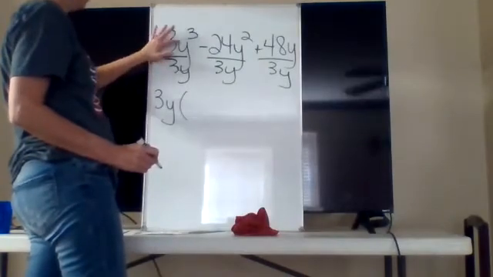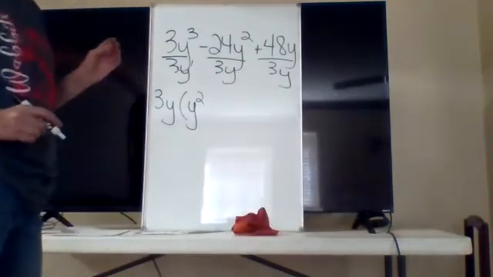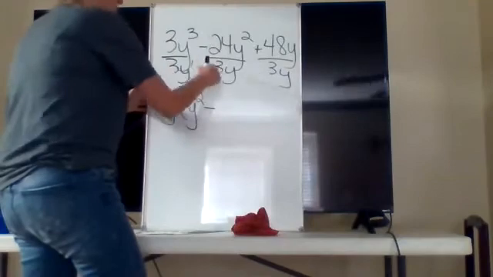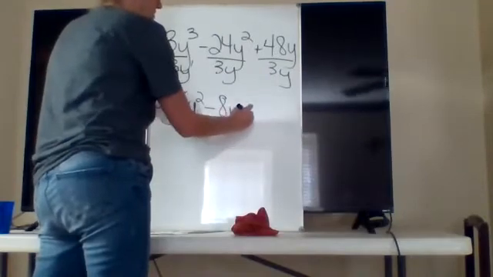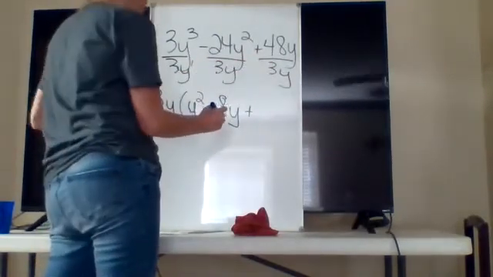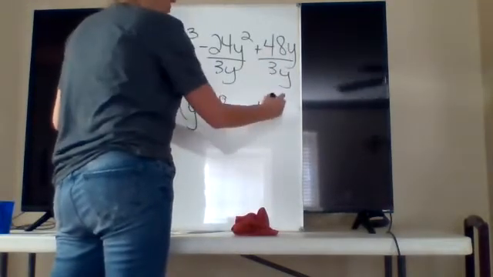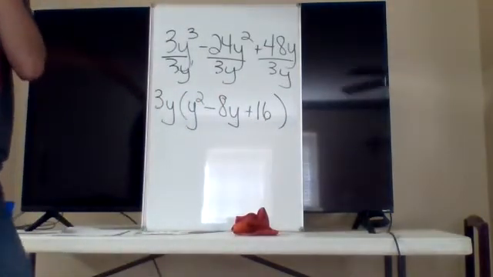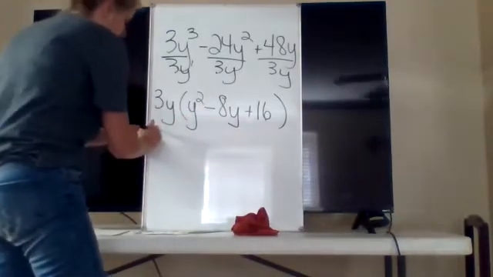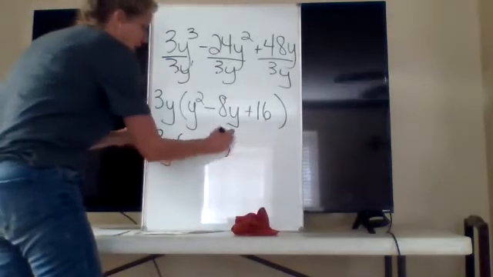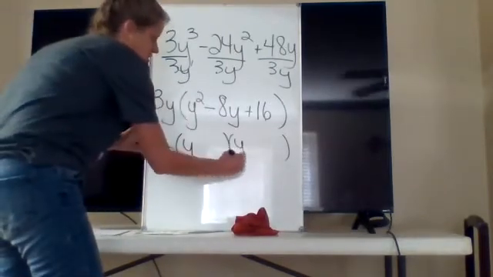So if I pulled out the 3, I have y to the third over y to the first. So that leaves me with y squared minus 24 divided by 3 gives me 8. Y squared over y is y. Plus 48 divided by 3 gives me 16. And I pulled out the y. So now let's see if we can factor what's left in here. Sometimes you can, sometimes you can't. So this 3y will come down. And once again, when you have just a y squared here, that's the good kind because it's just y and y.